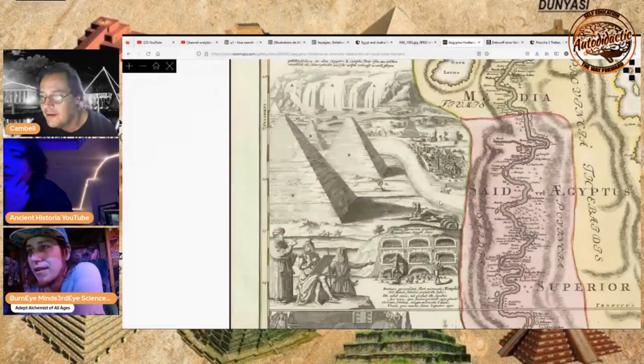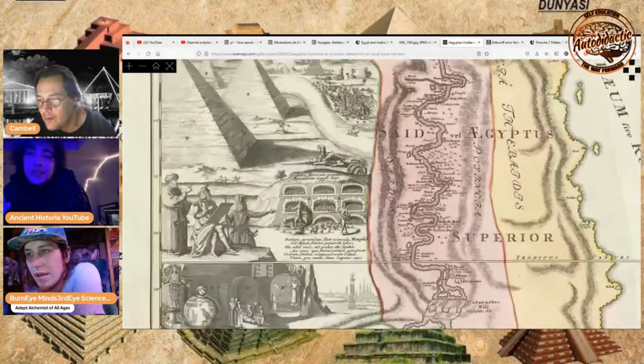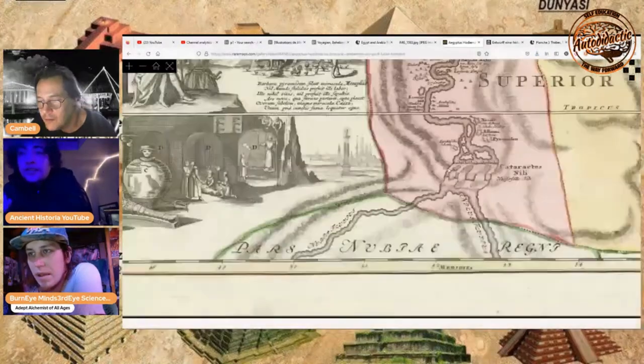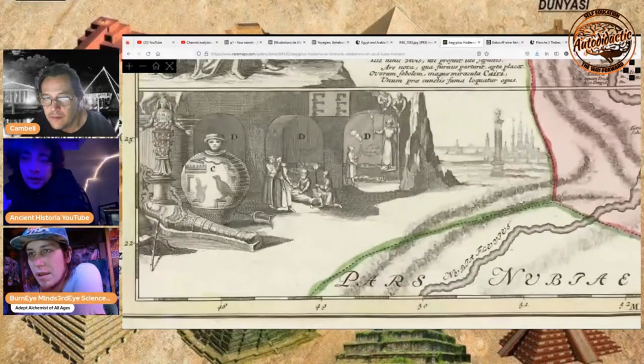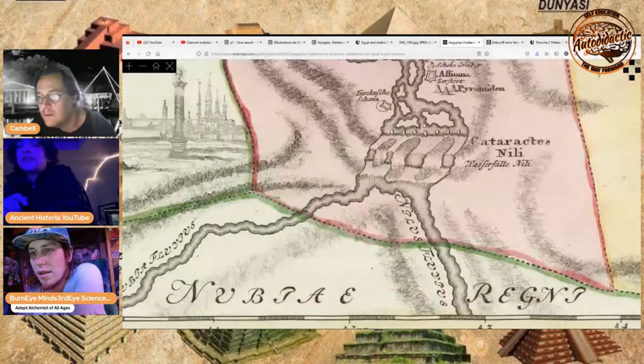Go to that map. Yeah, that one. Sweet. Scroll to the bottom of that. You'll see the Aswana cataracts. If you scroll right to the bottom of that, you see there? Look, waterfalls. Goes to the right. Waterfalls. And next to it, what does it say?